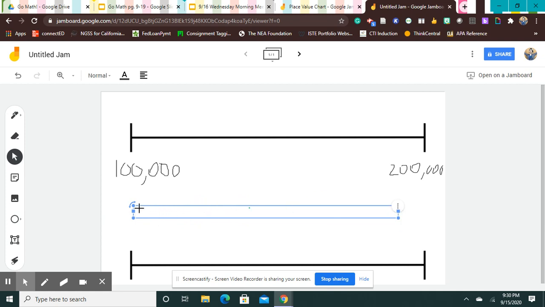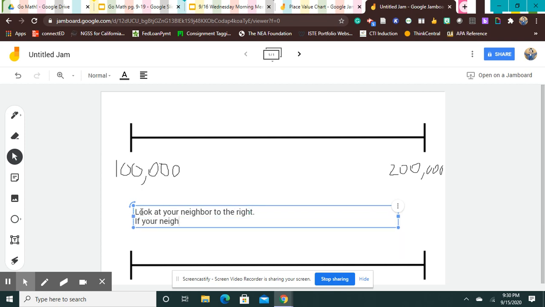So when you are rounding, look at your neighbor to the right. If your neighbor is 5 or bigger, 5 or more, raise the score. So that means it's not 100,000, it would be 200,000. So if your neighbor is a 5, 6, a 7, an 8, or a 9, you would raise the score. You would go to the next biggest value.